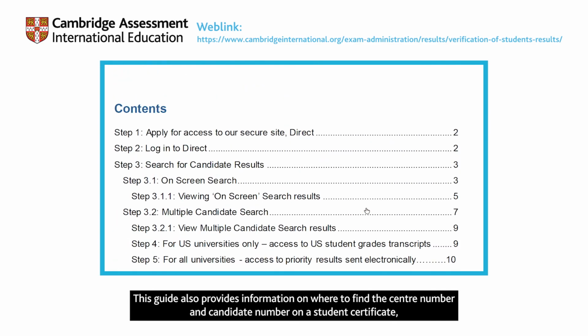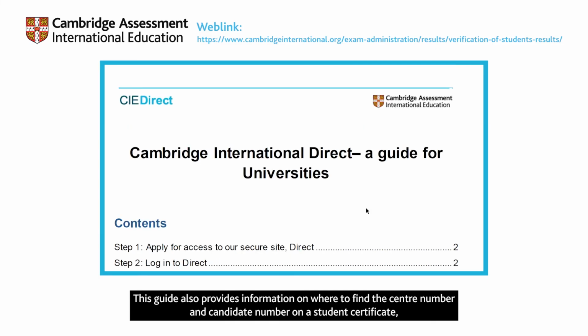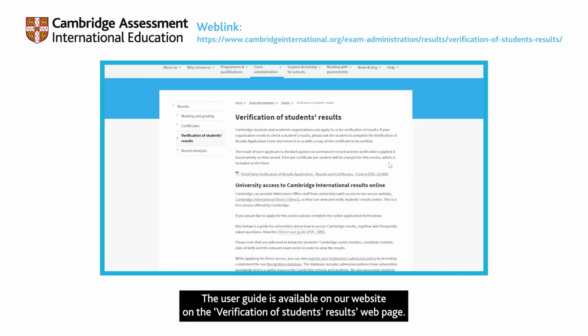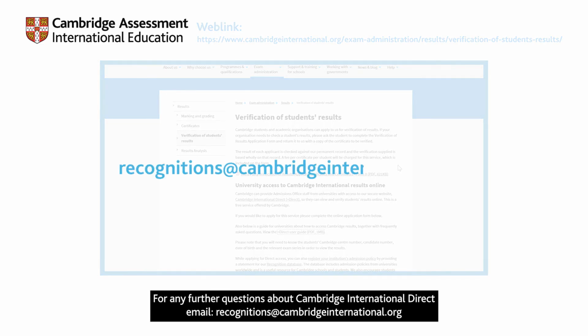This guide also provides information on where to find the centre number and candidate number on a student certificate, how to use the multiple candidate function, and answers to other frequently asked questions. The user guide is available on our website on the Verification of Student Results webpage. For any further questions about Cambridge International Direct, email recognitions@cambridgeinternational.org.